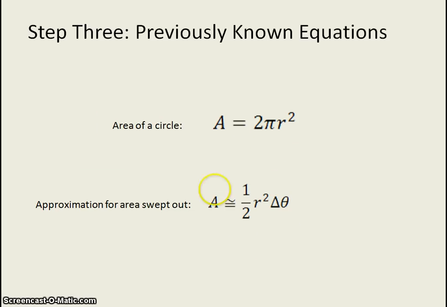Okay, so for step 3 there are also some equations that you need to know before you begin. The area of a circle equals pi r squared. So from there we can make our approximation where we replace pi with d theta here, but to accommodate for the 2 we have to multiply by half so that they're equal. So our approximation is equal to half r squared delta theta.